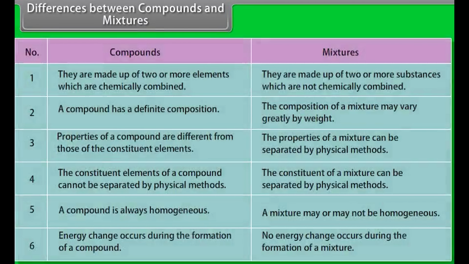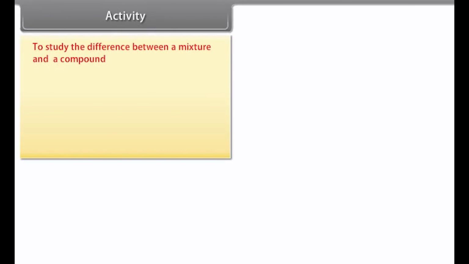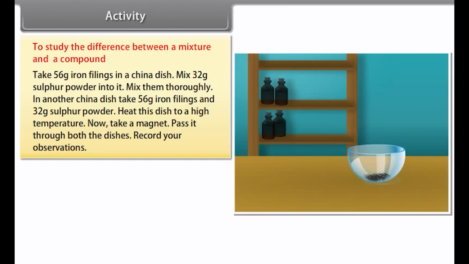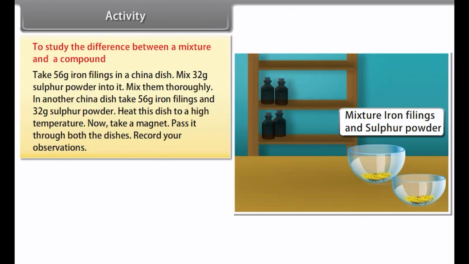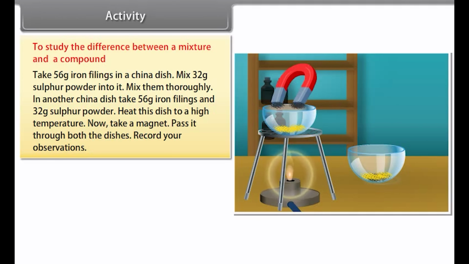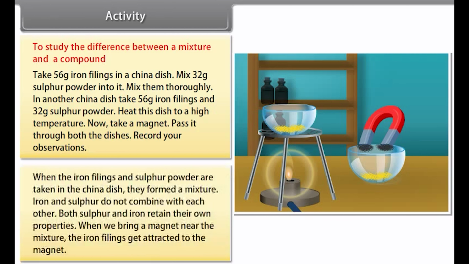Differences between compounds and mixtures. Activity. To study the difference between a mixture and a compound, take 56 gram iron filings in a china dish. Mix 32 gram sulfur powder into it. Mix them thoroughly. In another china dish, take 56 gram iron filings and 32 gram sulfur powder. Heat this dish to a high temperature. Now take a magnet. Pass it through both the dishes. Record your observations. When the iron filings and sulfur powder are taken in the china dish, they formed a mixture. Iron and sulfur do not combine with each other. Both sulfur and iron retain their own properties. When we bring a magnet near the mixture, the iron filings get attracted to the magnet.